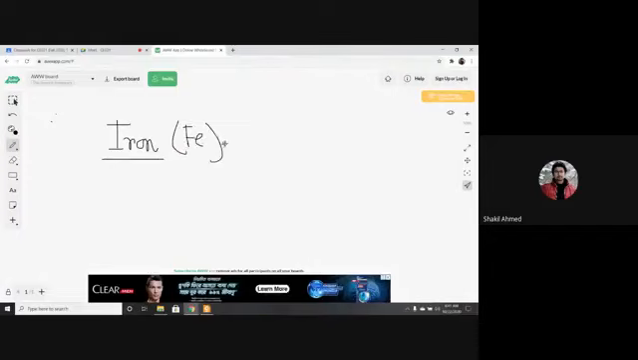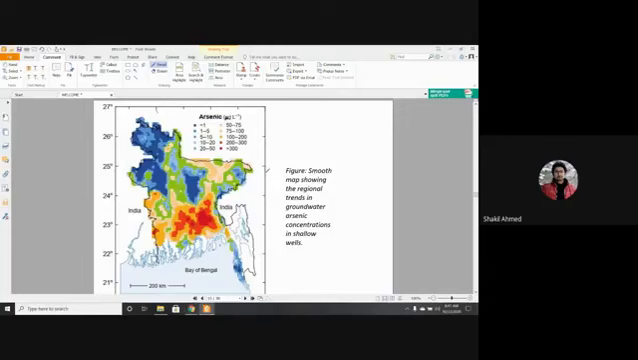This is mainly found naturally in groundwater. In surface water, it is generally not very common. But if you have industrial discharge, you may have this. But it's less common in surface water. More common in groundwater.